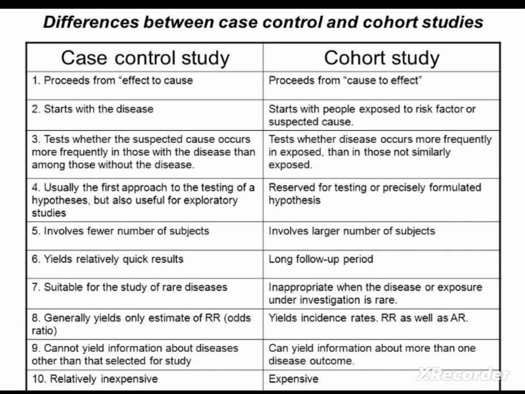So smoking habits may cause lung cancer, or smoking may cause bladder cancer, or smoking may cause COPD. So different diseases can be identified by one risk factor in cohort study. Then case control studies are relatively inexpensive, but cohort studies are expensive.